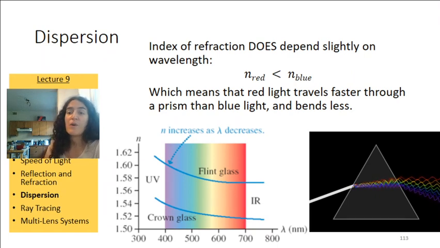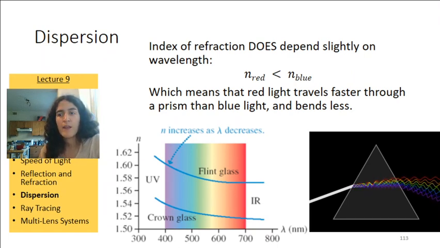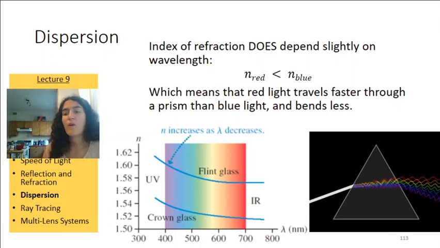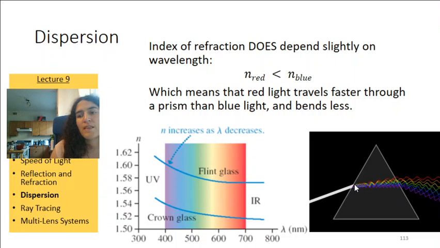Okay, so now that we know that n is different when we're in glass, we also know that Snell's law determines the angle of refraction. And so if n is bigger for blue light, that means the angle that blue light gets deflected is bigger than the angle that red light gets deflected. So we see two positions where this happens. The red light actually bends the least, whereas the blue light bends the most, right?